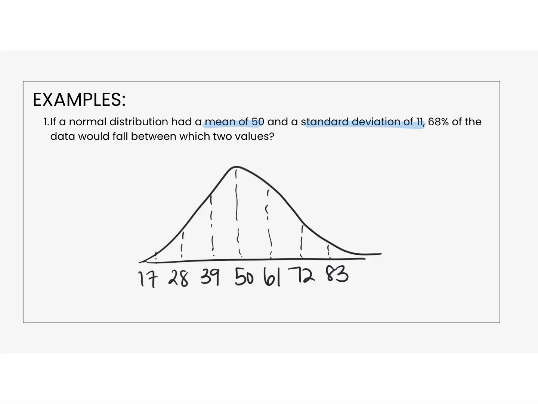Okay, so here, again, 50 is my mean, which means half of the data is above that, half of the data is below that. But if I was looking at my standard deviation from before, there's 34% on either side of the mean out to 1 standard deviation. And so together that makes the 68% that we're looking for. So for this problem, 68% of the data would fall between 39 and 61.